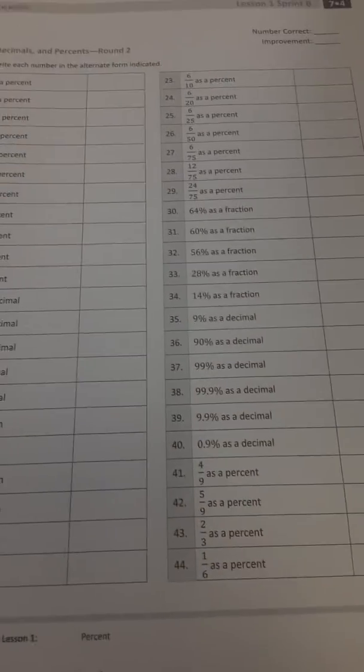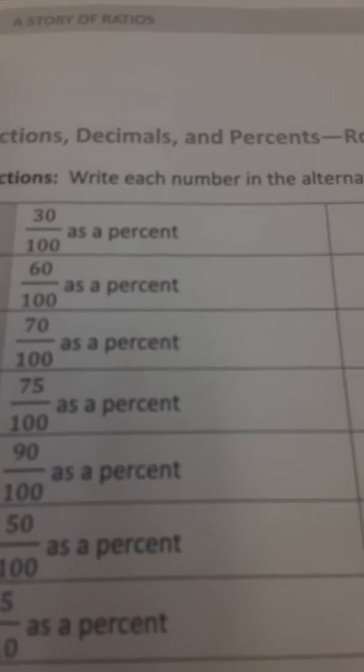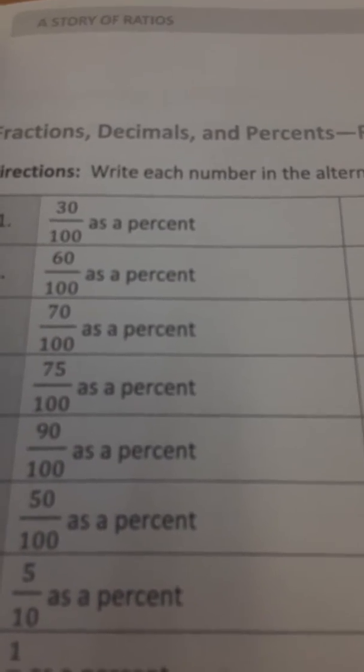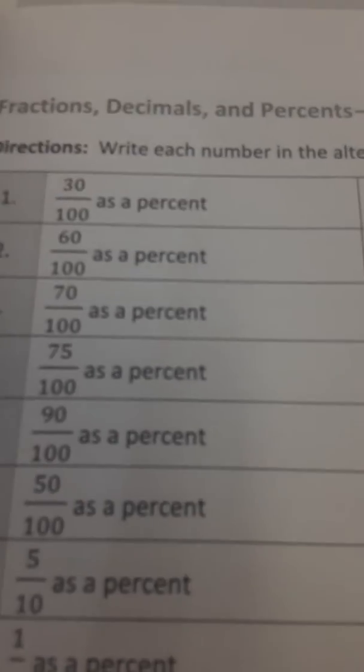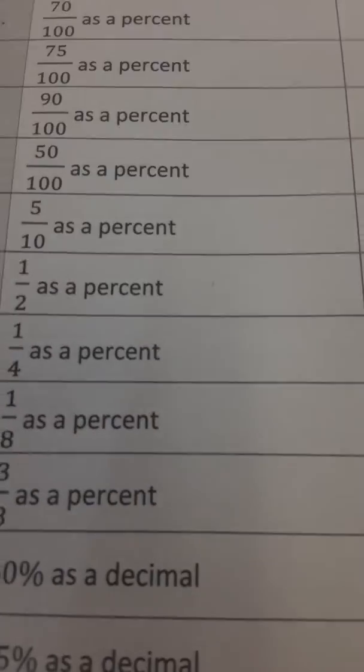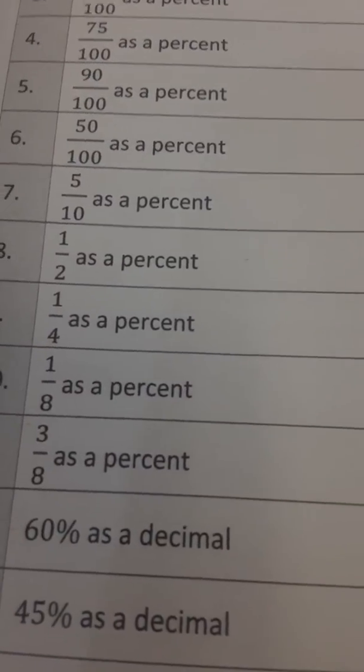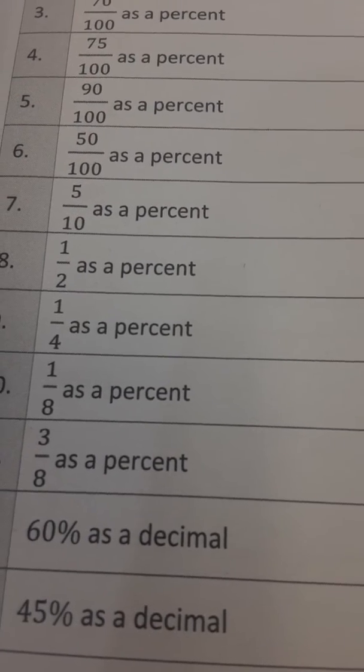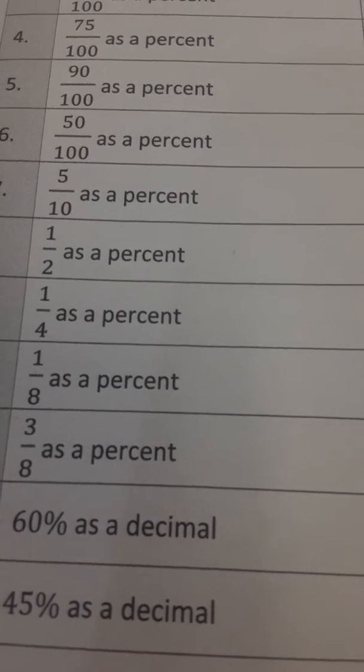So there's that, okay? This is all like, what is 30 out of 100 as a percentage? That's obviously 30%, right? They get a little bit harder, like 1/4 as a percentage. Well, if we times 1/4 by 25 over 25, we get 25 over 100. So there's my little hint to you.